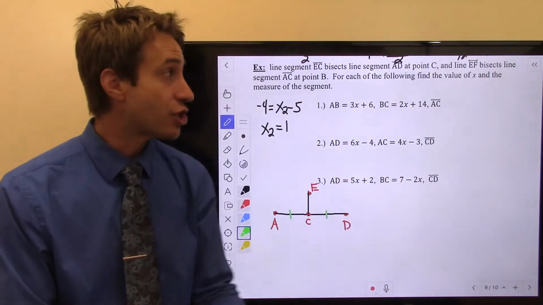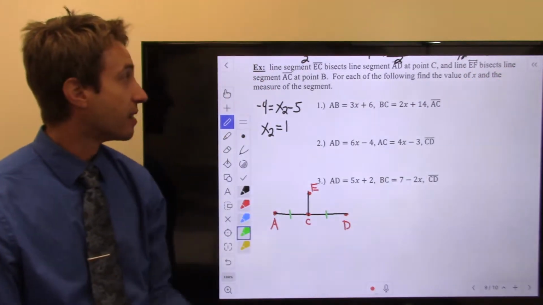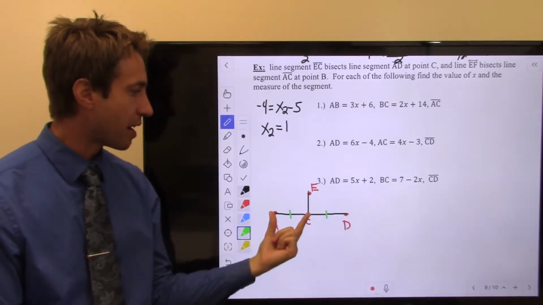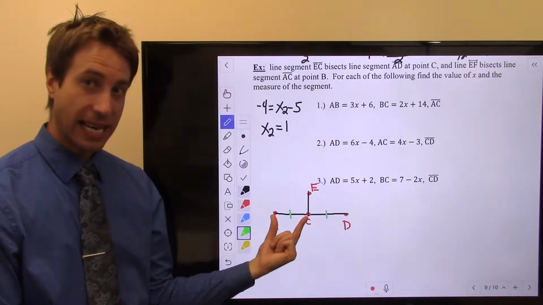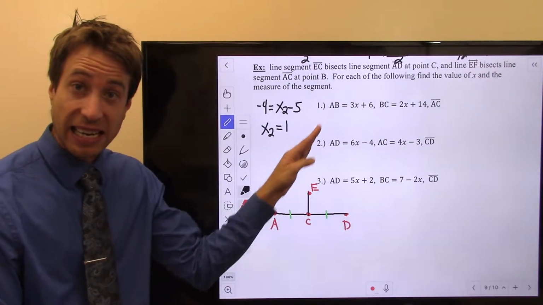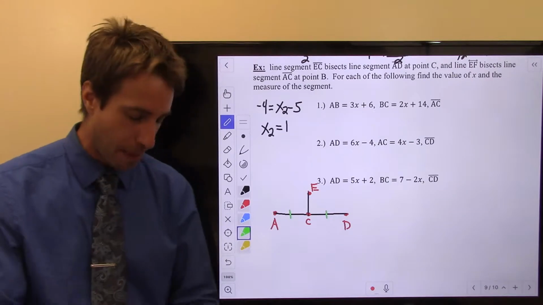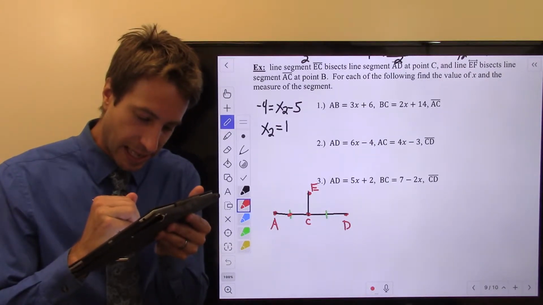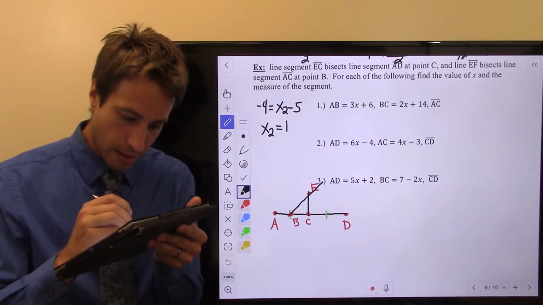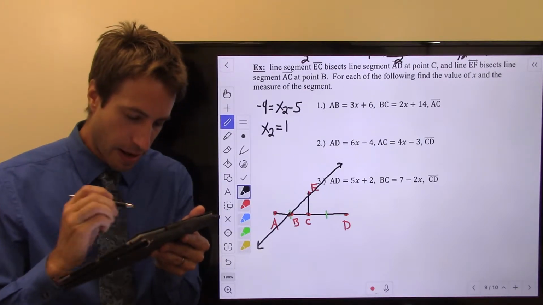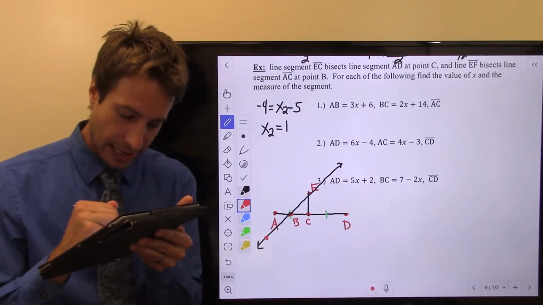Now, in addition to that, the line EF bisects the line segment AC. Well, there's AC, right? At point B. Okay, so I have the line segment AC. I need to bisect, cut in half, this line segment with the line EF, and that'll happen at point B. So the midpoint of AC, let's say it's right there. It's point B. Now I need to draw a line there and there, and that is the line EF. Go ahead and put F anywhere you want to. I'll put it down here.